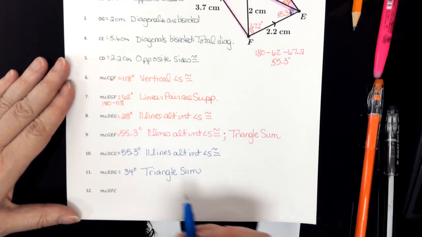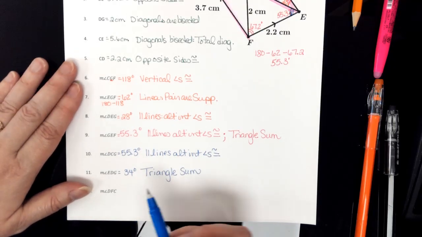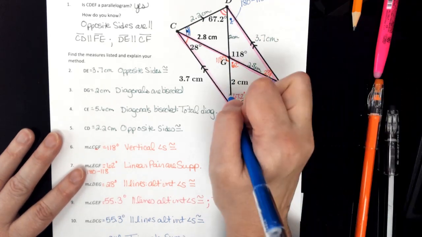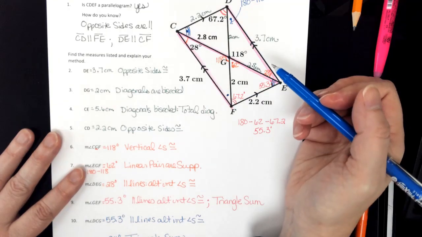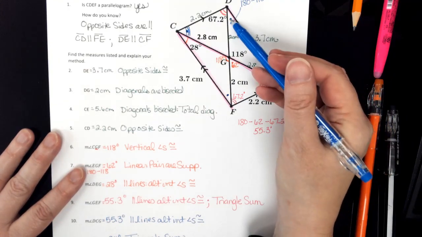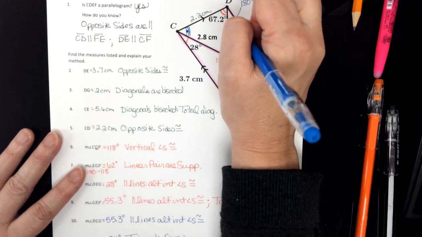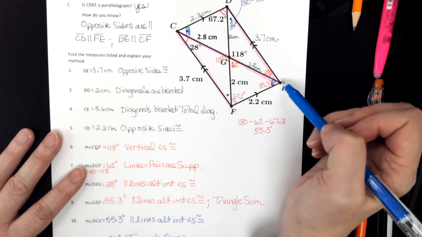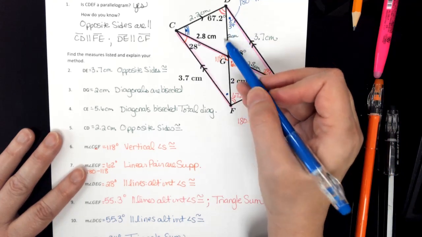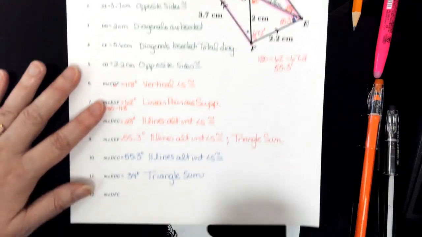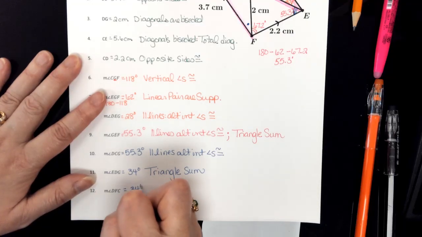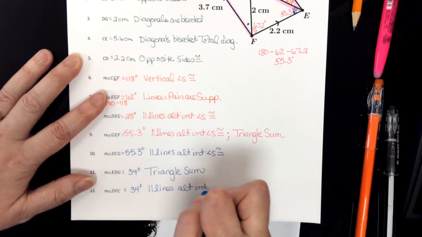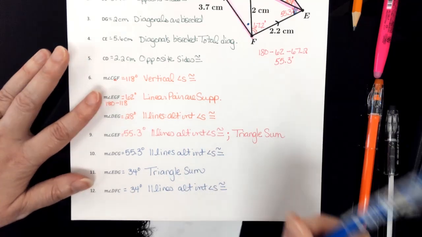And the last one, angle DFC. D to F to C is this angle right here. And these angles, the one that you just found, that was 34 degrees, and the one we're looking for are again alternate interior angles. Here's my parallel line, my transversal, back to that parallel line. So again, 34 degrees because we had parallel lines. Alternate interior angles are congruent.